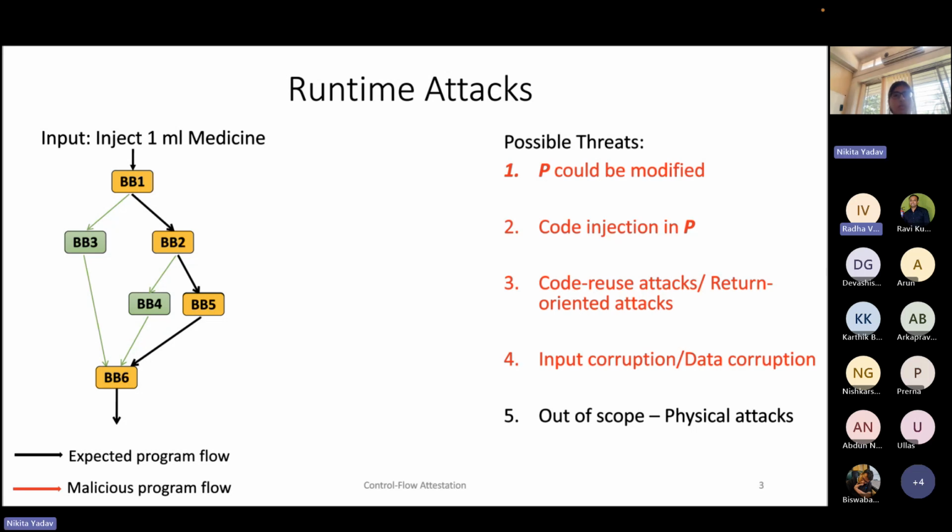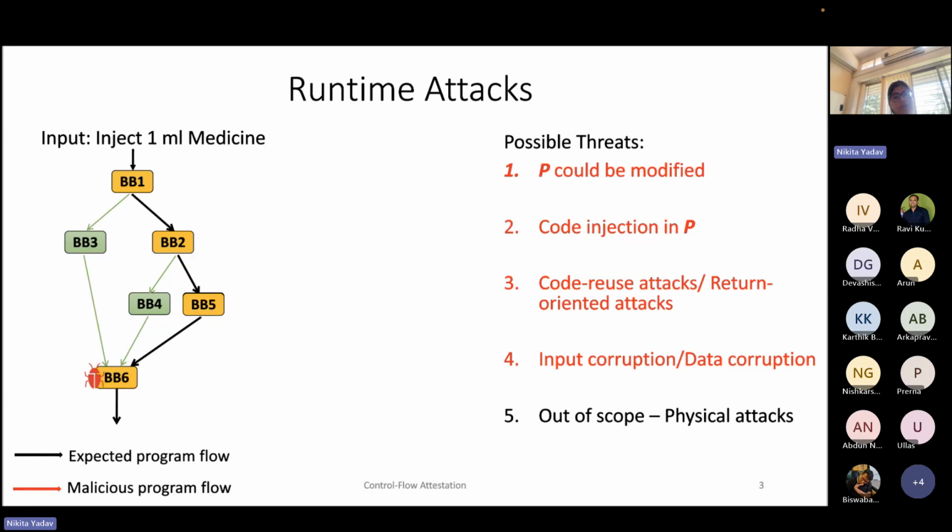So now to give an example of these runtime attacks, we consider the CFG, where the nodes are the basic blocks and the edges are the control flow transitions, such as the branch instructions, call, and return instructions. Here the black lines indicate the expected program flow, and the basic blocks are also highlighted with yellow color to indicate that they are executed in response to the input command inject 1 ml medicine.